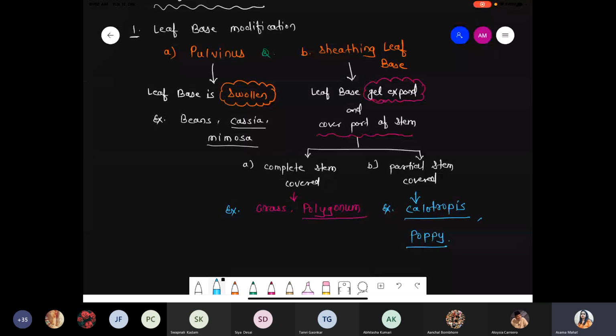Number one, that is pulvinus, and number two, that is sheathing. Remember one thing, pulvinus, one question has already been asked. Sheathing is nothing but expansion of the leaf base, they are showing expansion, while in the pulvinus, a swollen leaf base is present.